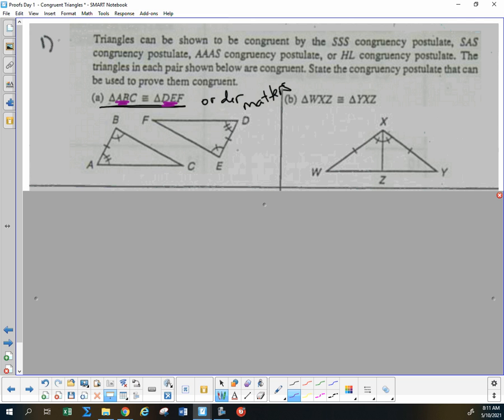It also says that when we're done, BC has to match up with EF, and in addition, let's see what's left. DF has to match side AC. They're not going to give us all six of those things, but all six of those things have to end up being true. So we look at which ones they give us.